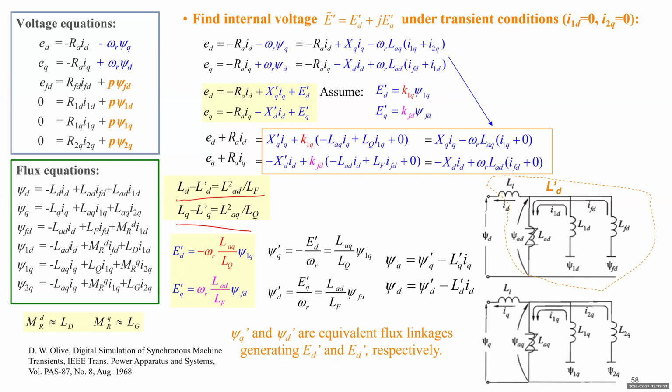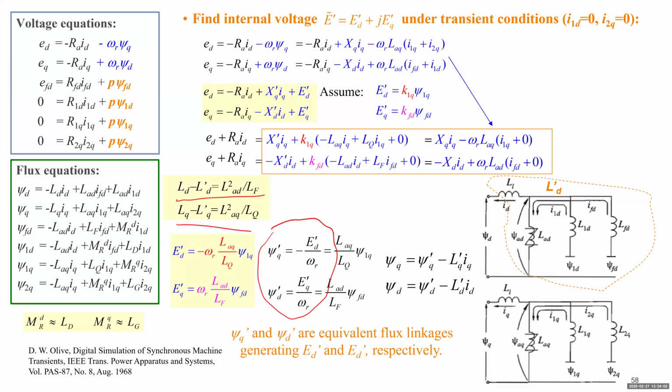Okay, any question here? Where is psi D prime? I don't understand. Which part? Psi D prime is the internal flux linkage that can induce the EQ single prime. So based on those two, psi D single prime is the internal flux linkage that induces the EQ single prime.